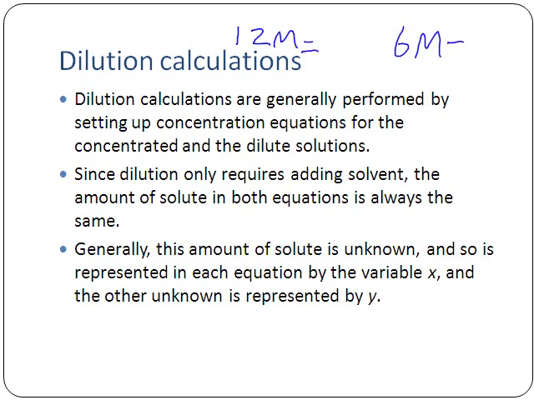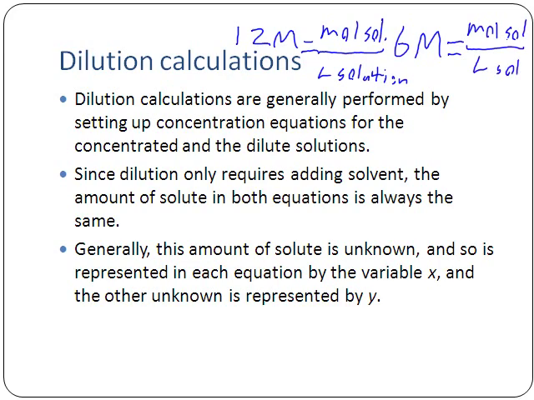In this case, since they're both molarity, I'd set them up by remembering the rule for molarity: it's moles of solute over liters of solution. And then I do the same thing over here for my 6 molar. I'd say the number of moles of solute over the number of liters of solution for that solution. Okay?